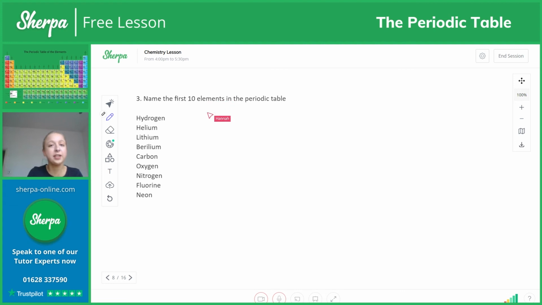So, name the first 10 elements of the periodic table. I put this in as a little brain break, really. I just learnt them off as a little thing. I just used to recite it. So hydrogen, helium, lithium, beryllium, boron, carbon, nitrogen, oxygen, fluorine, neon. I've written that a little bit wrong there.